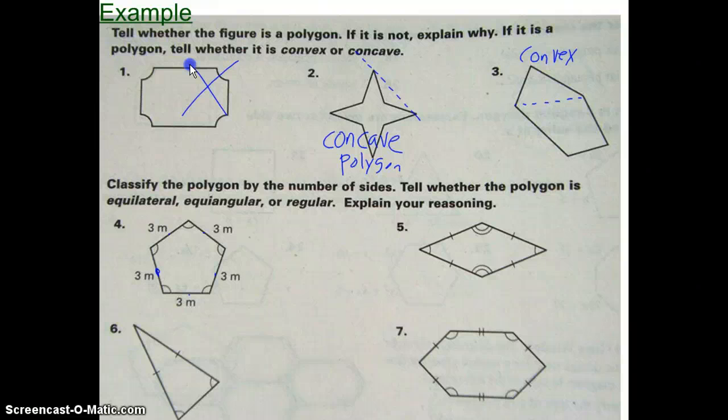So looking at number 4, all the sides are 3 meters long, so it's equilateral. All these little arcs here at the vertices are saying all those angles are equal, so it's equiangular. It's both equilateral and equiangular. This here is a regular pentagon.